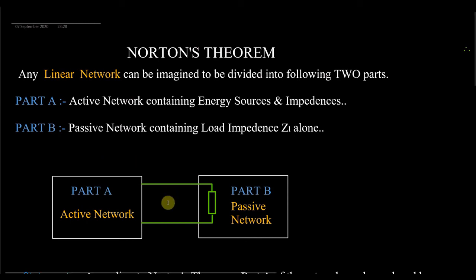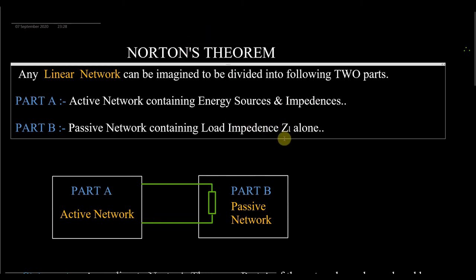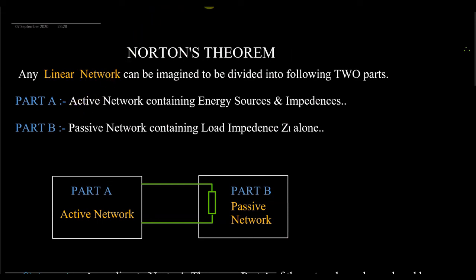If you see the network I have made here, I have made two diagrams. One I have called part A, and the other is called part B. Any linear network can be imagined to be divided into these two parts. Part A is called the active network. Active network means it has the energy sources.